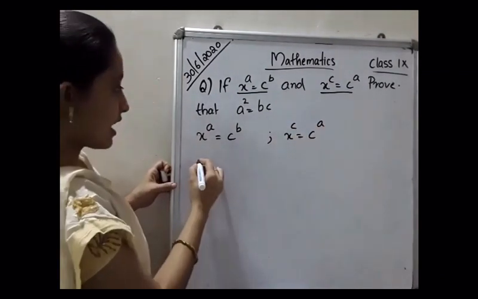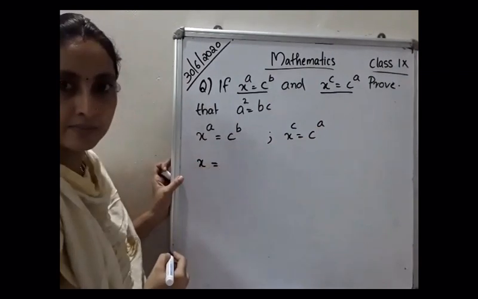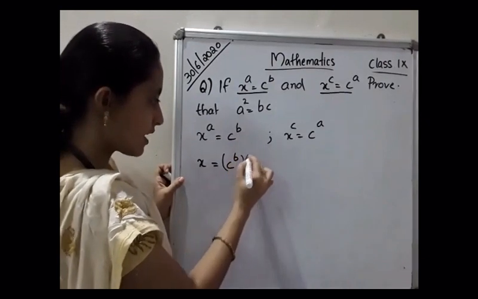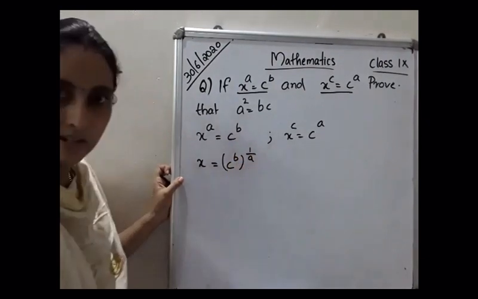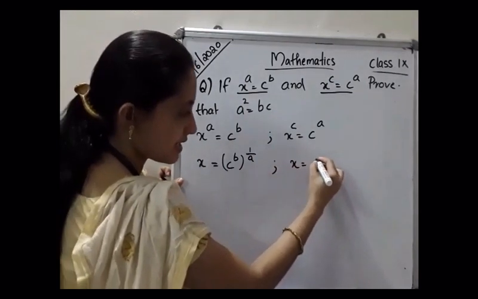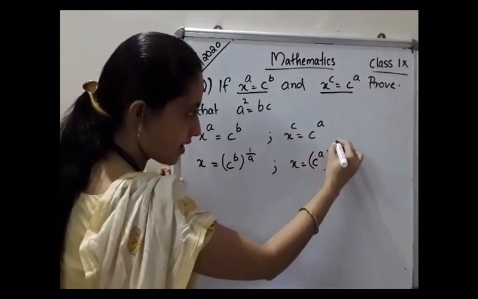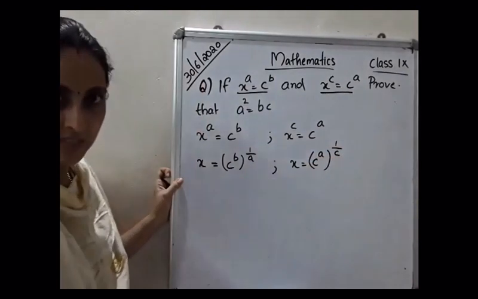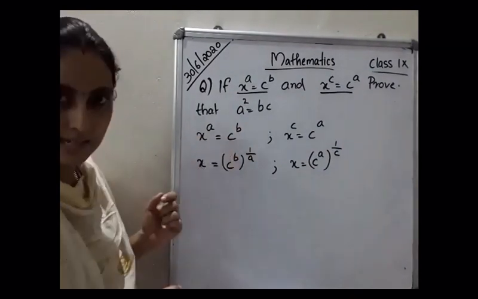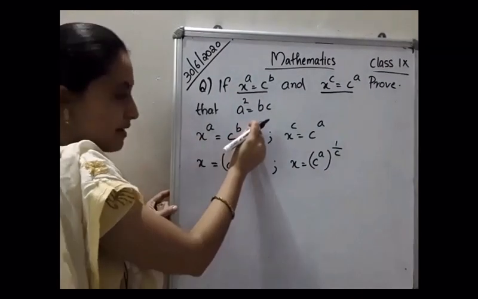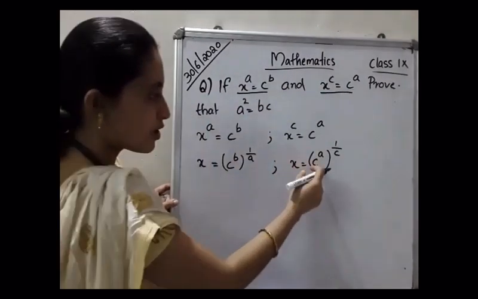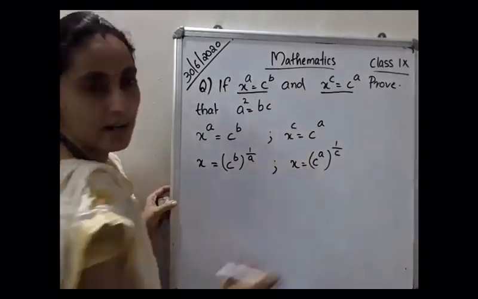From this, how can we write x? x is equal to c raised to b, the whole raised to 1 by a. And similarly, x is equal to c raised to a, the whole raised to 1 by c. It is a similar step, but here a power is there; in the previous questions only c was there, or one power was not there. But here the power is there, so you have to write the power, then 1 by a. Here also you have to write c raised to a, then power 1 by c.